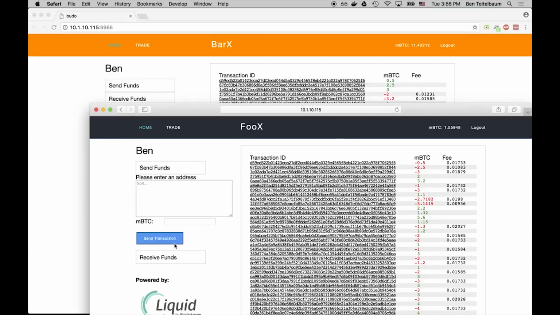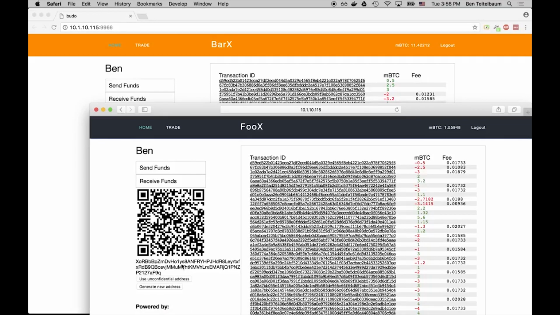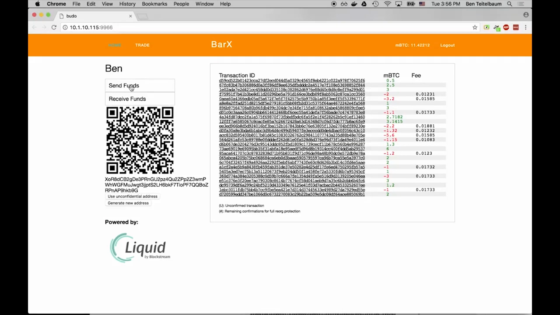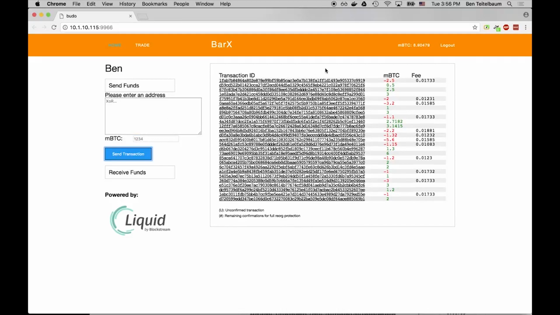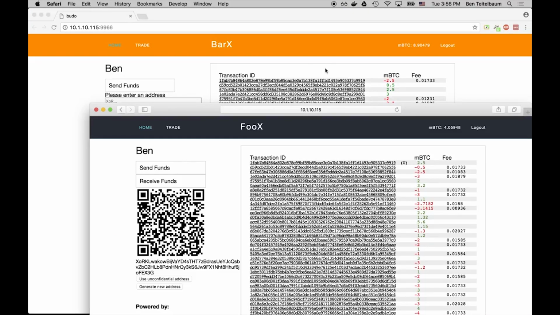So let's first grab a confidential address from over here on FooX, and you see this looks a little different from a normal Bitcoin address. How much should we send, Glenn? Let's send 2.5 MBTC. All right. Okay, so you see that 2.5 have immediately been deducted here from my balance on BarX. Here's the balance. And they are en route over here to FooX.